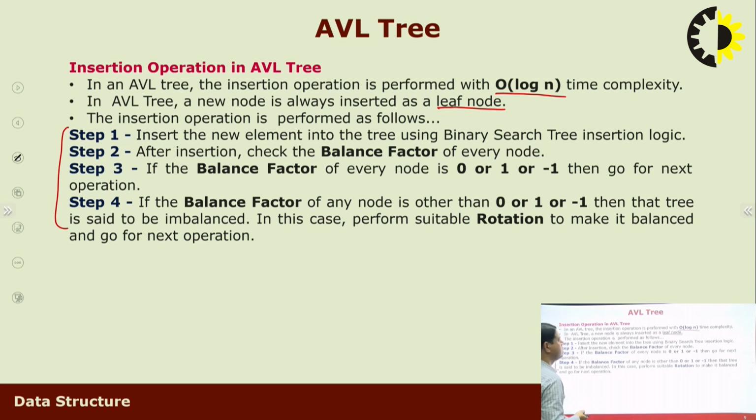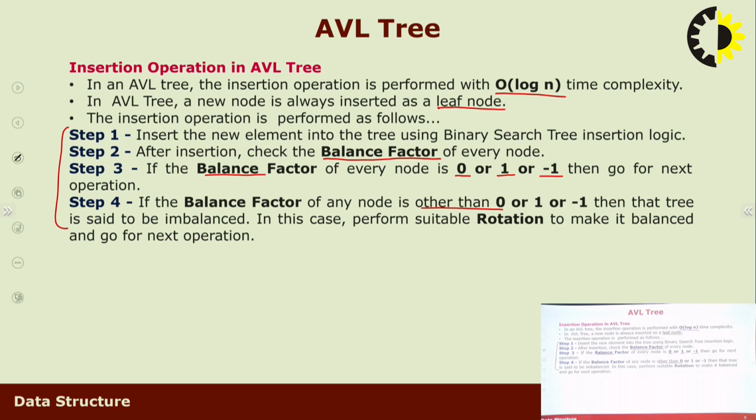After insertion, we will check the balancing factor. We will check whether the tree is balanced after inserting that particular node. As we know, balancing factor means the height of the left subtree minus the height of the right subtree, and the difference should be either 0, 1 or minus 1. If we are getting these values, that means the tree is balanced and there is no need for rotation. If we are getting a value other than these three values, then we have to apply the suitable rotation, as we have discussed in the previous slides, so that the tree is balanced.